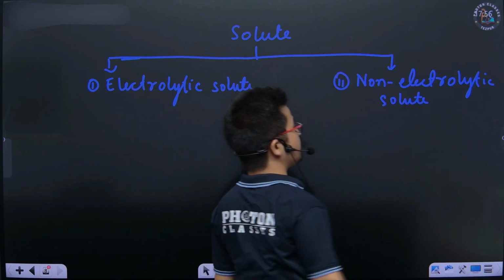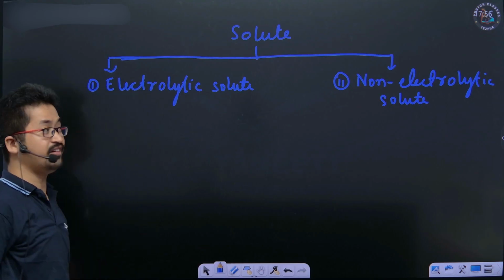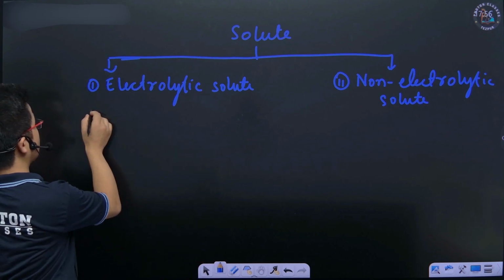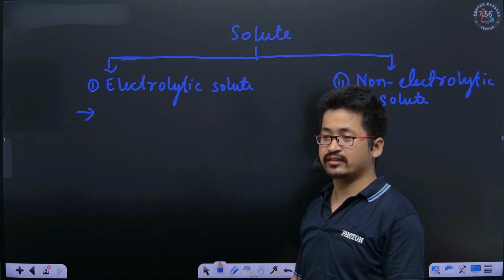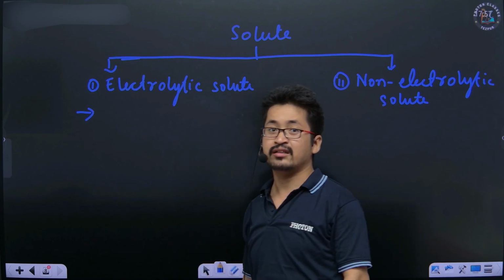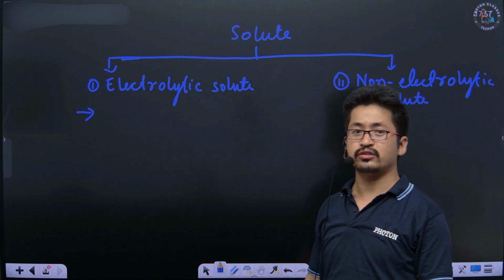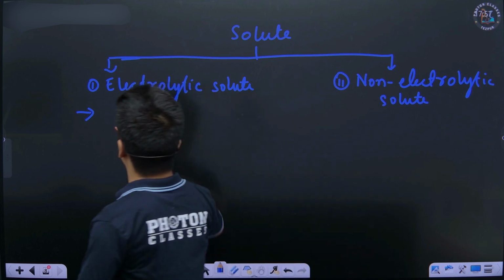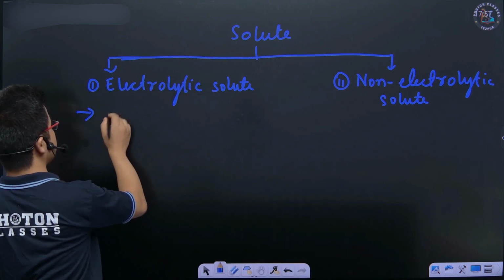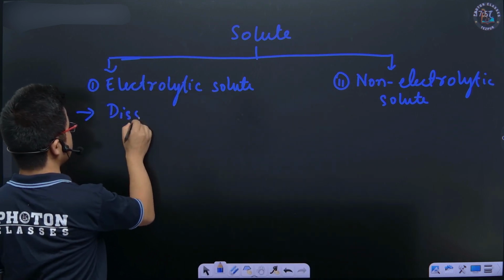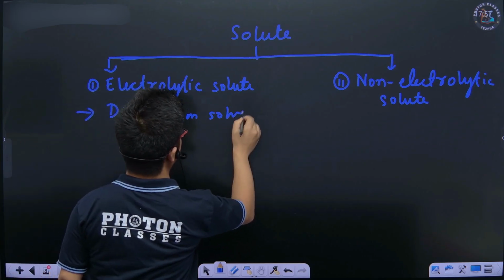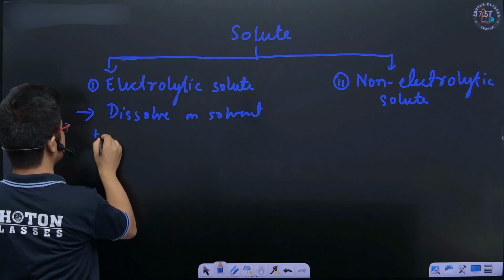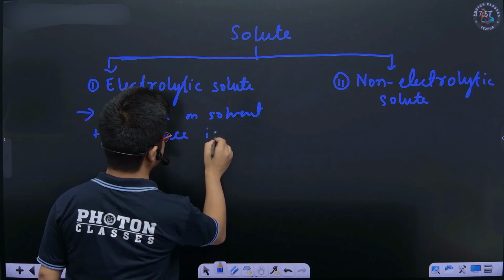The question is, what is electrolytic solute? This type of solute, when you dissolve it in a polar solvent like water, will dissociate to produce ions. So an electrolytic solute dissolves in solvent to produce ion or ions.